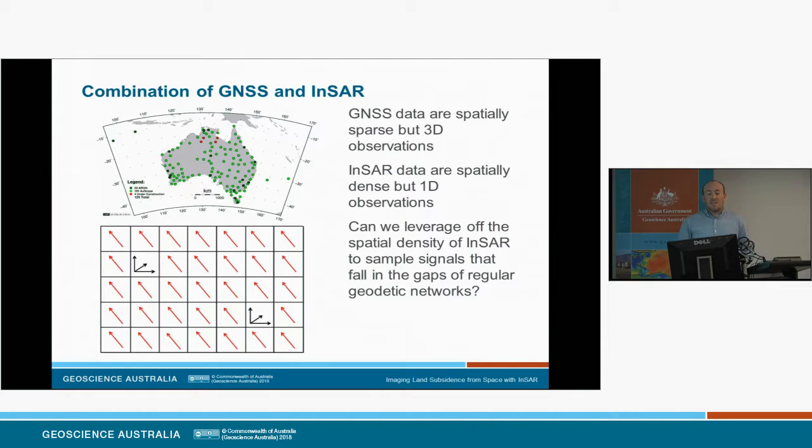So GNSS is one of those geodetic techniques, and it has several advantages over interferometric observations, but then again, InSAR observations have their own advantages. GNSS are point measurements of particular places in the landscape where we deploy instrumentation, but they give us three-dimensional observations of any displacements that occur. InSAR, on the other hand, gives us spatially dense observations, but as I mentioned, they're only in the one-dimensional line of sight of the satellite.